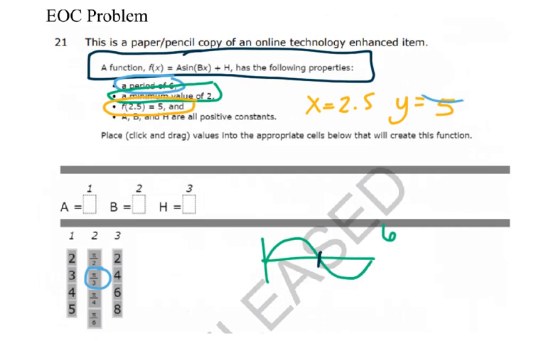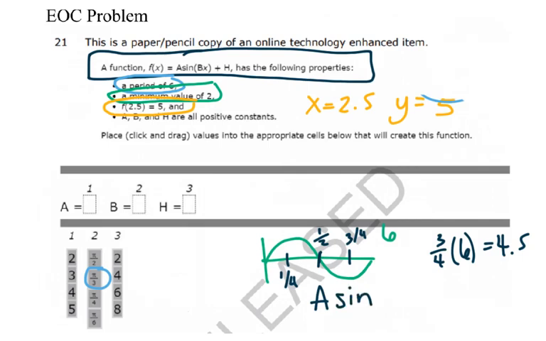So think about this being a halfway point, this being a fourth of the way, and this being 3/4 of the way. I know that 3/4 of 6 is 4.5. And then I know the equation looks like this. So I'm going to plug in 4.5 times pi over 3, plus h, and I know that the minimum value equals 2. I picked that point because, if you'll notice, that's your minimum point.